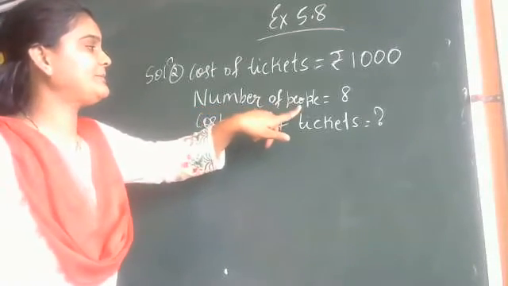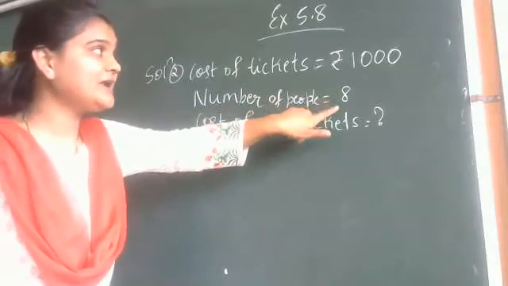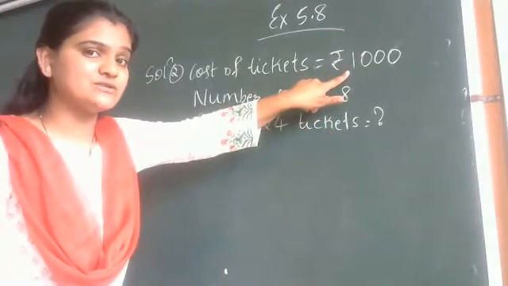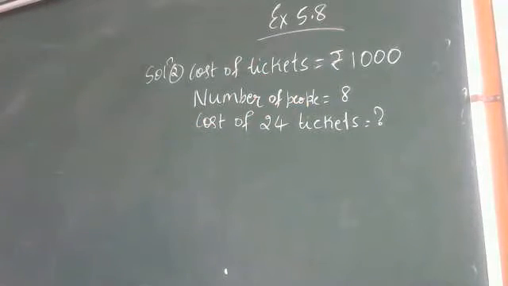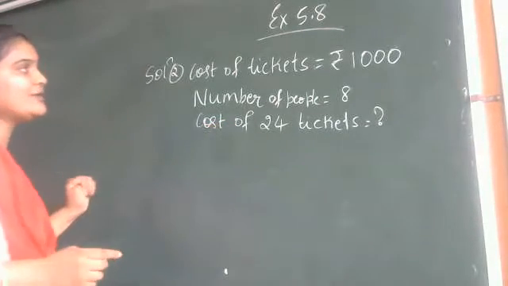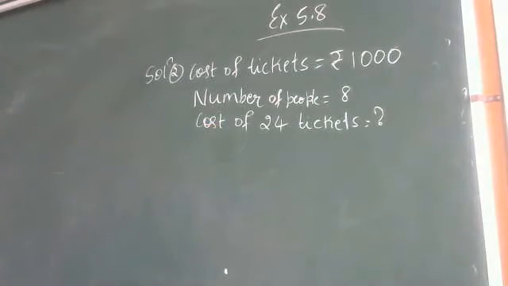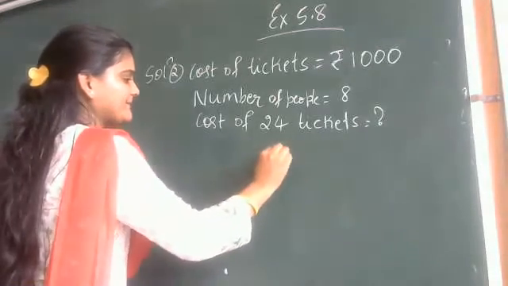See here, initially the number of people is totally 8. For 8 people the cost is 1000. They have asked what is the cost of 24 tickets. So here, what will we do initially to calculate the cost of the ticket for one individual? We will have to divide.